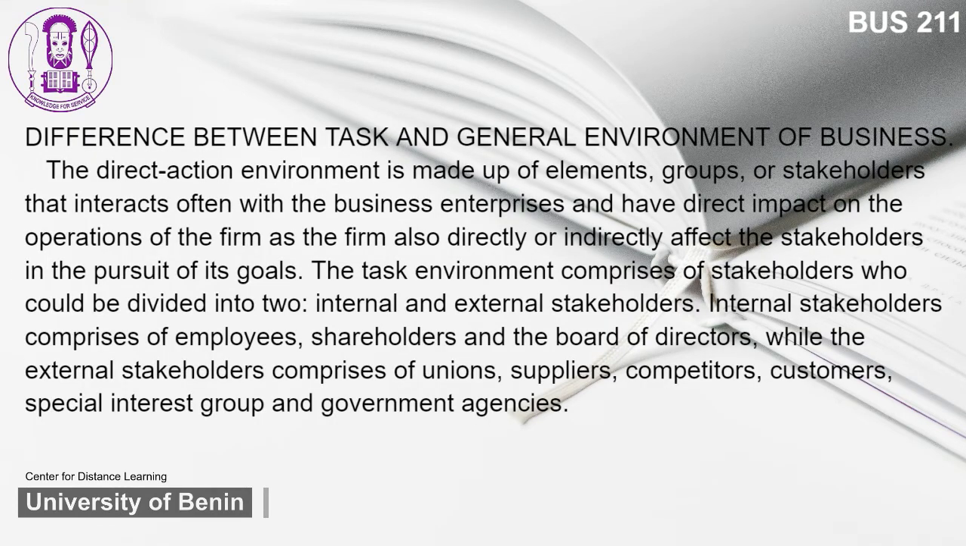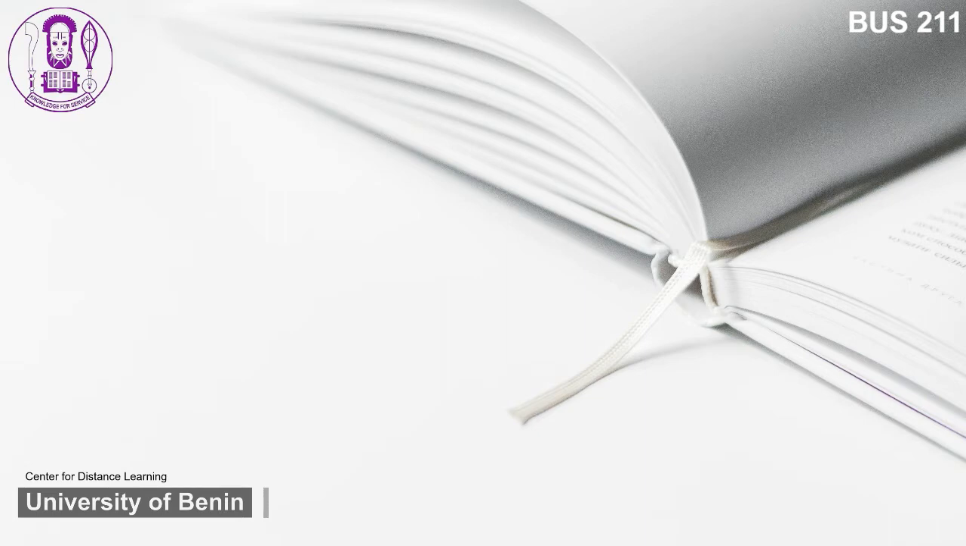Difference between task and general environment of business. The task environment is made up of elements, groups, or stakeholders that interact often with the business enterprise and have a direct impact on the operations of the firm, as the firm also directly or indirectly affects the stakeholders in the pursuit of its goals. The task environment comprises stakeholders who could be divided into two, internal and external stakeholders. Internal stakeholders comprise employees, shareholders, and the board of directors, while the external stakeholders comprise unions, suppliers, competitors, customers, special interest groups, and government agencies.